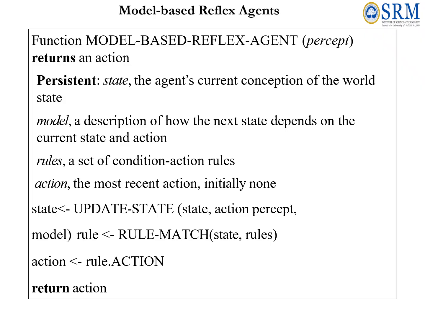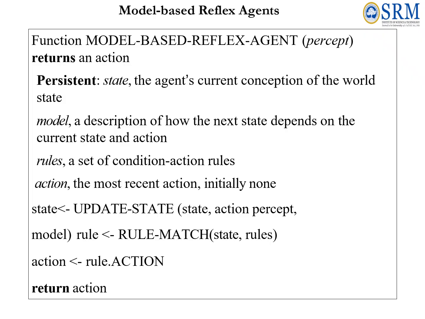Rules are a set of condition-action rules. If it is dirty, then suck. If it is clean and location is A, then move right. If it is clean and location equals B, then move left. Action stores the most recent action performed. Initially, action equals none. After moving, action equals move right. And the next state will be: state equals update state of state, action, percept, model.